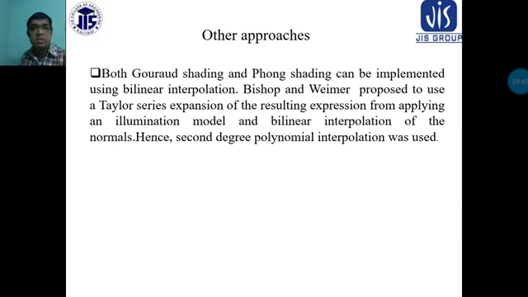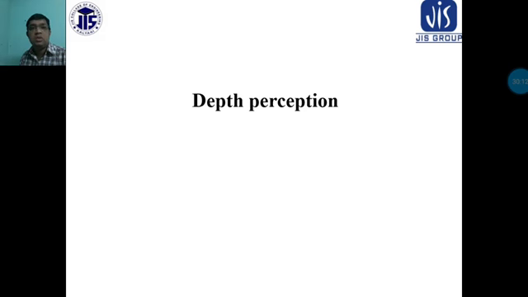Other approaches are considered as well. Both Gouraud shading and Phong shading can be implemented using bilinear interpolation. Bishop and Weimer proposed to use a Taylor series expansion of the resulting expressions from applying an illumination model and bilinear interpolation of the normals. Hence, second degree polynomial interpolation was used in these systems.